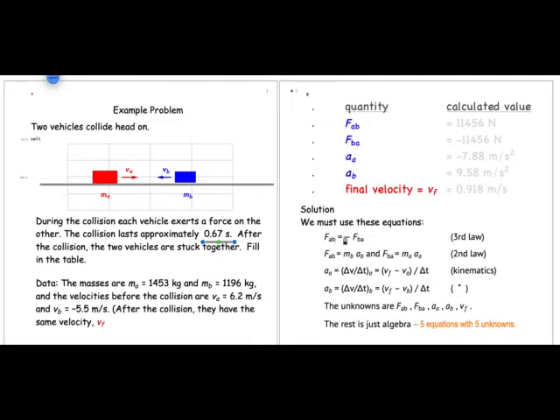So if you look, we have 1, 2, 3, 4, 5 equations, and there are 5 unknowns. You know from high school how to solve multiple equations with multiple unknowns. That's what you have here, 5 equations with 5 unknowns. You just have to use algebra, so the rest is just algebra. And of course the answer is F_AB is equal to minus F_BA. Well, that's Newton's third law.